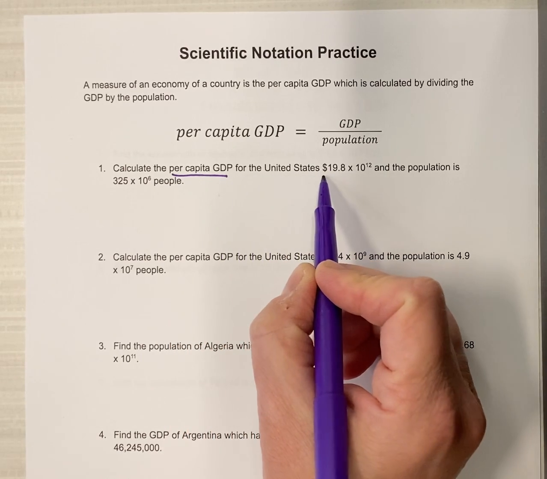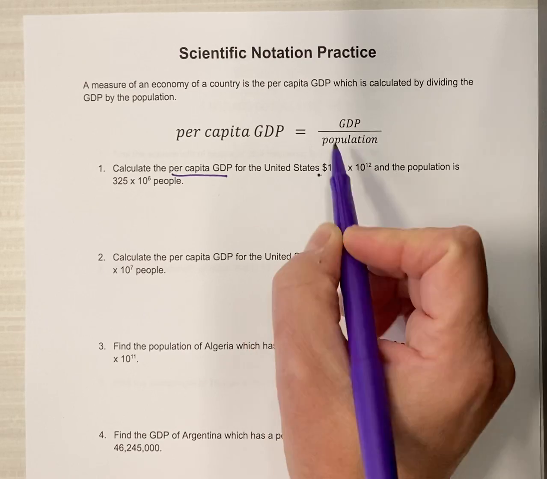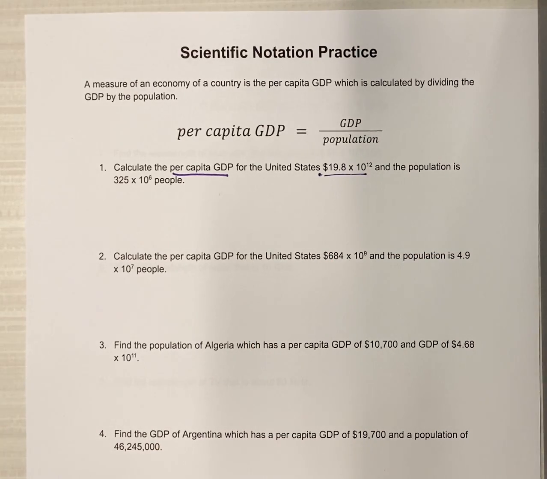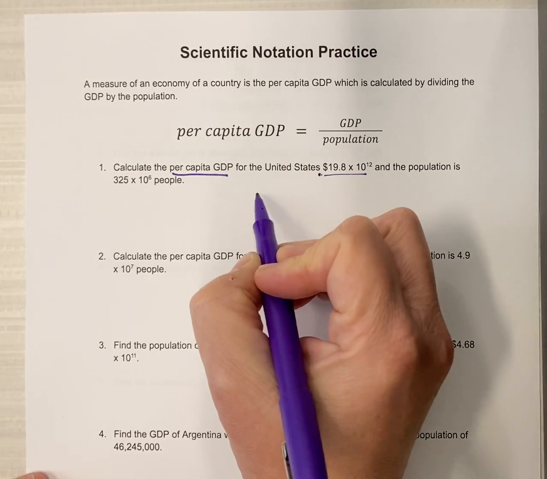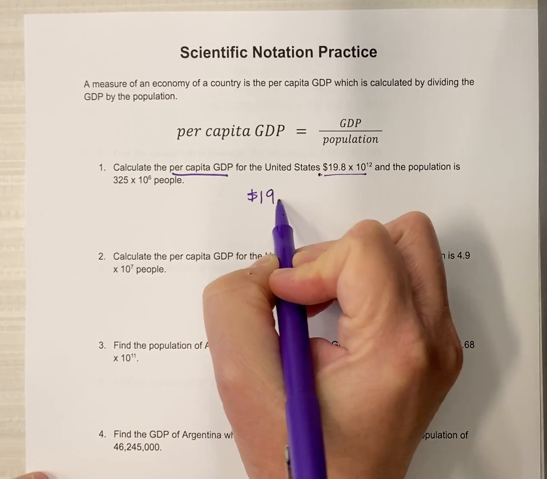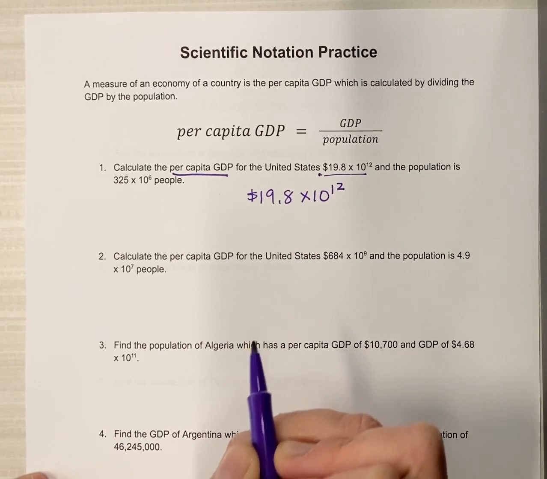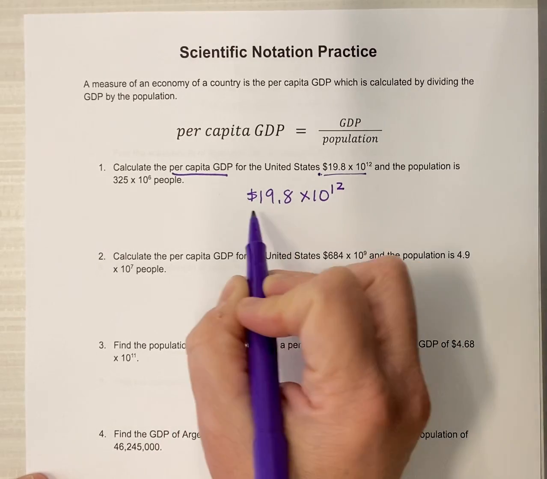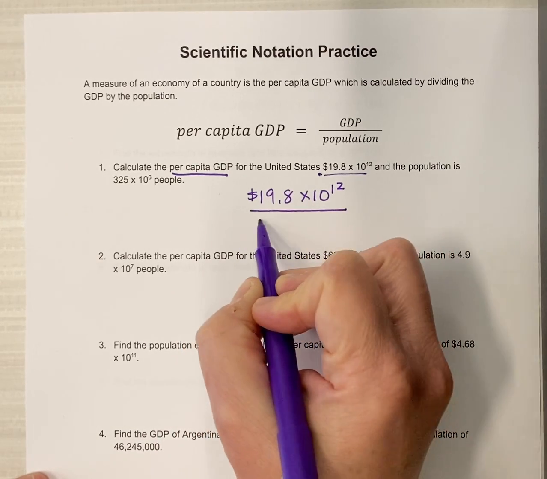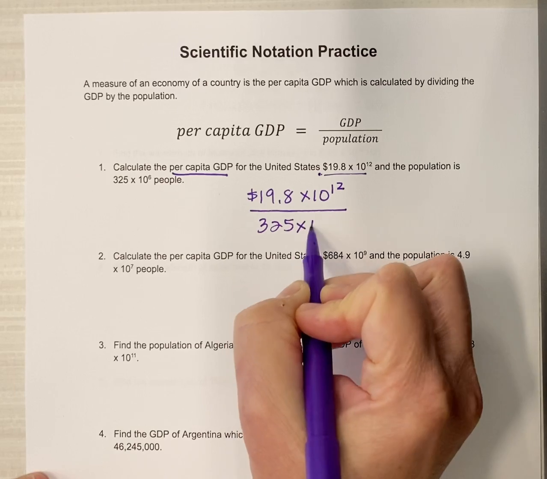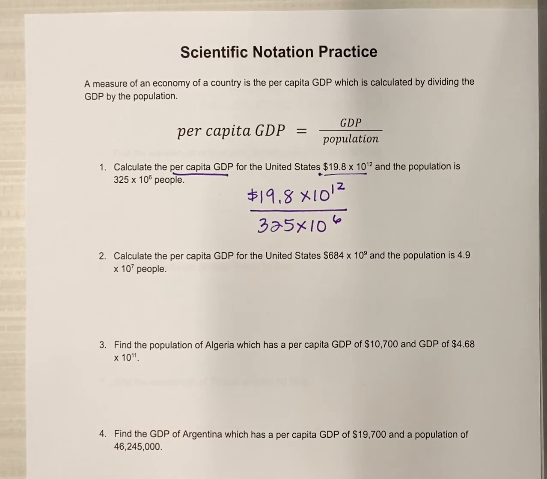So in this first problem here, it says calculate the per capita GDP for the United States. It should say the GDP is 19.8 times 10 to the 12th, and the population is 325 times 10 to the 6th people. So to calculate this, I'm going to take 19.8 times 10 to the 12th, and I'm going to write it like that. When we put it in our calculator, we'll see an E. We don't write it with the E, we write it like this, and I'm going to divide by 325 times 10 to the 6th.